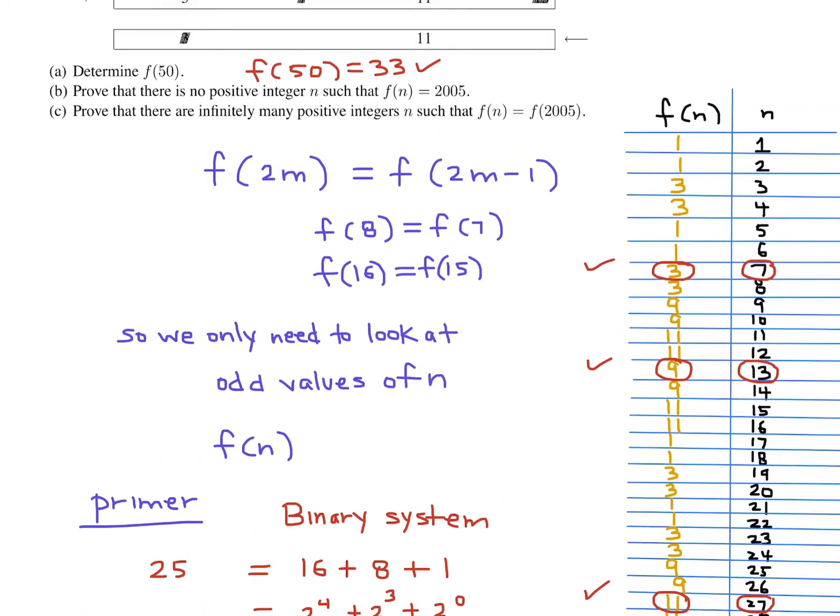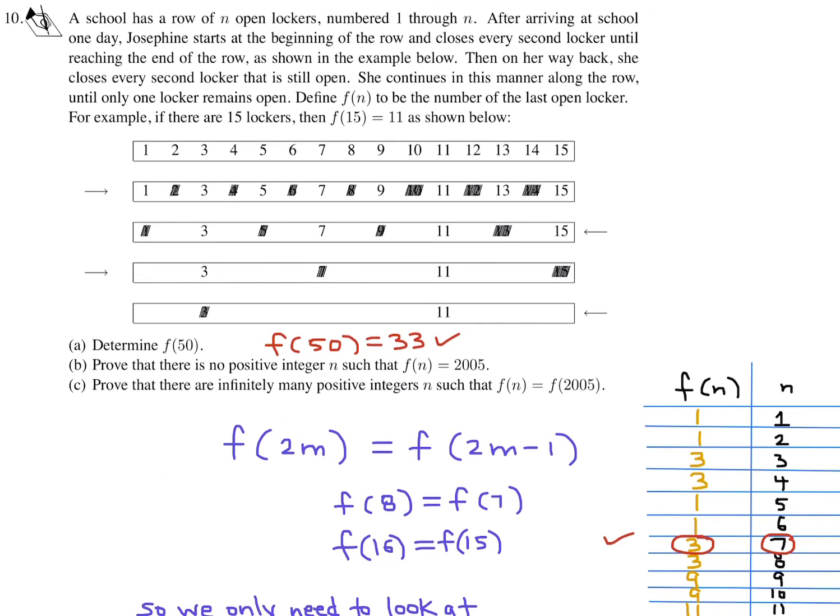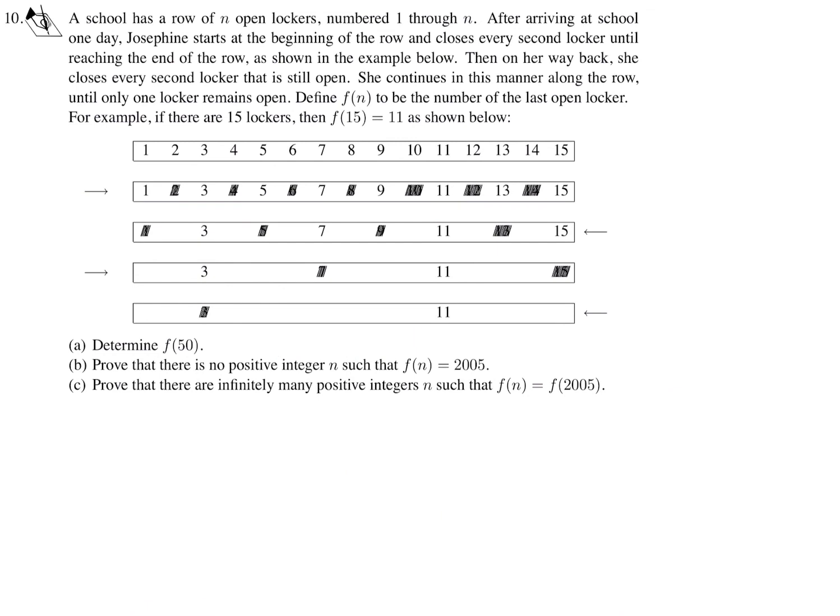Now we get to the very last part of our math contest, and that is this one, 10C. So here we go. And 10C states, prove that there are infinitely many positive integers n such that f at n is equal to f at 2005.